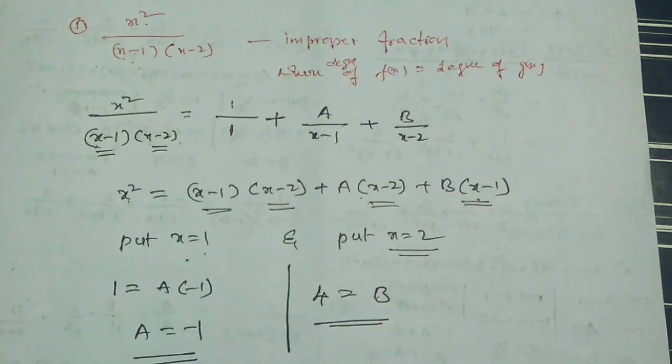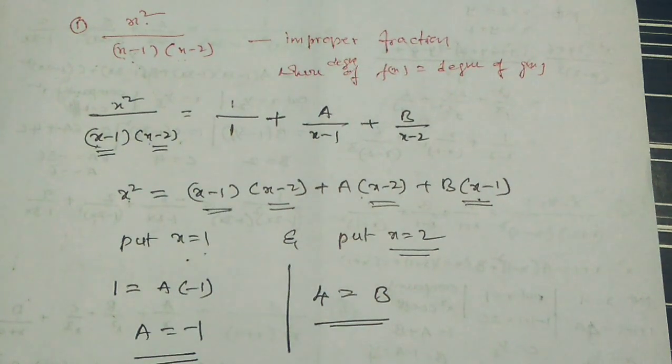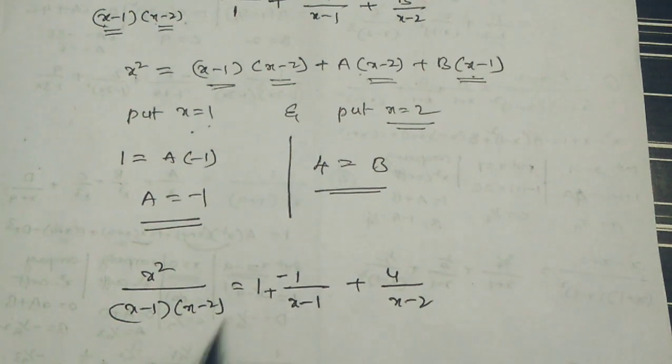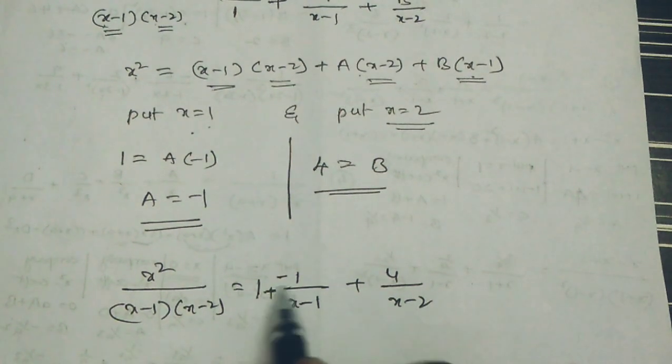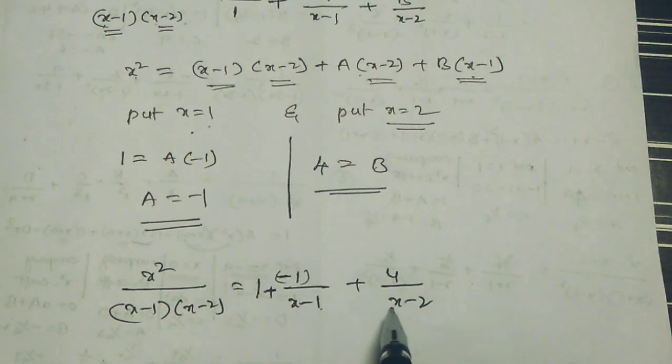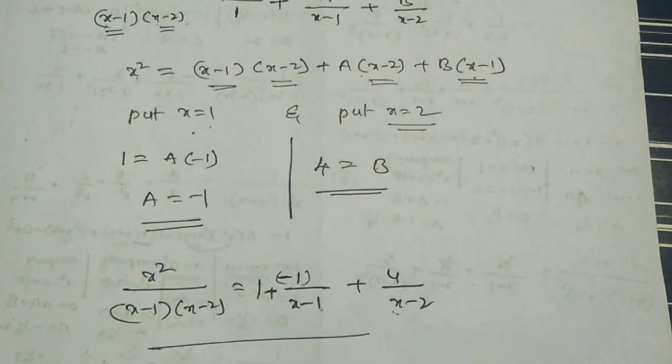Therefore, it's a simple problem where x square by x minus 1 into x minus 2 can be split into partial fractions as 1 plus a by x minus 1 plus b by x minus 2. Is it clear? That is 1 plus, a is minus 1, by x minus 1 plus b by x minus 2. That's the first problem.